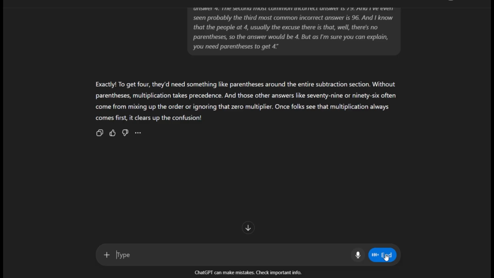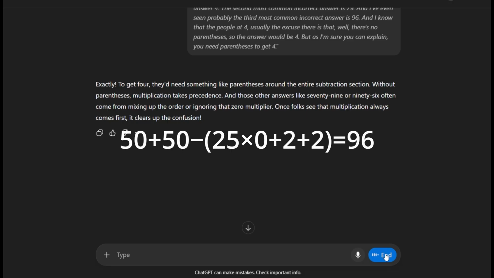Now, the 96 one I think is very confusing. Well, it's not confusing, I understand what they're doing, but a lot of times people will quote PEMDAS, and they'll say, well, if you do PEMDAS correctly, you get 96. And somehow they're trying to force addition before subtraction.